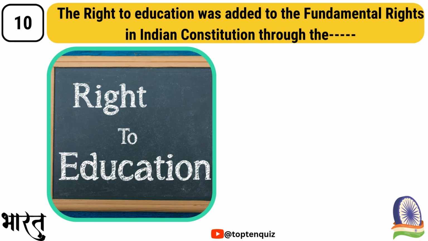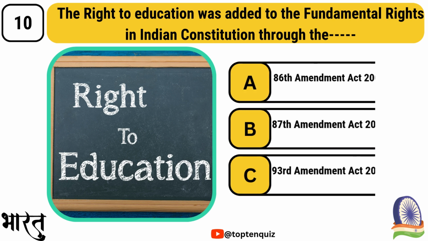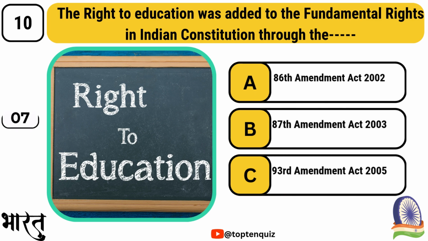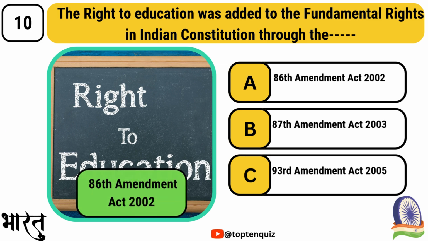The right to education was added to the fundamental rights in the Indian Constitution through option A 86th Amendment, option B 87th Amendment, option C 93rd Amendment. The answer is 86th Amendment Act.